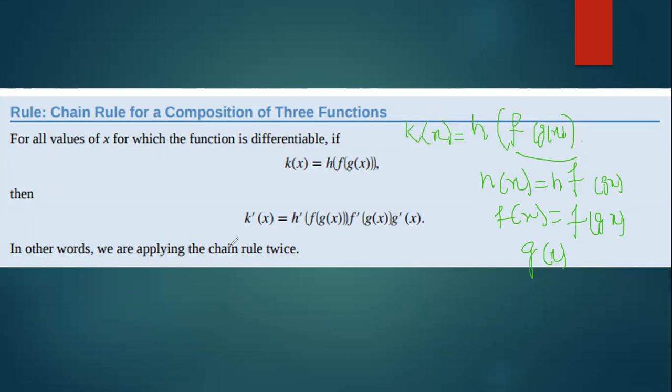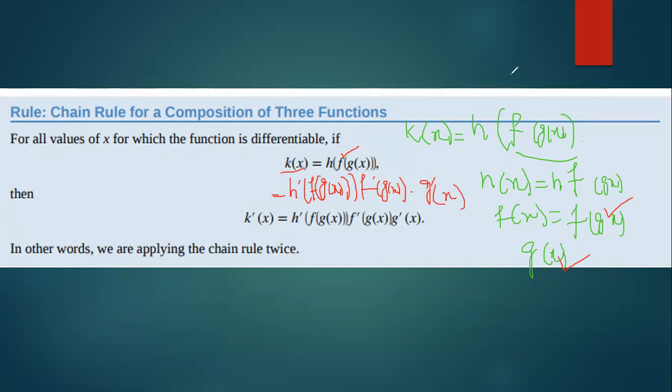अब इसका डेरिवेटिव हमें कैसे लेना है? This derivative will be, सबसे पहले मैंने डेरिवेटिव लेना है h का. So h derivative will be h derivative with f of g of x. Okay, then derivating this one, f derivative of g of x, and then derivative of this one, that is g of x.